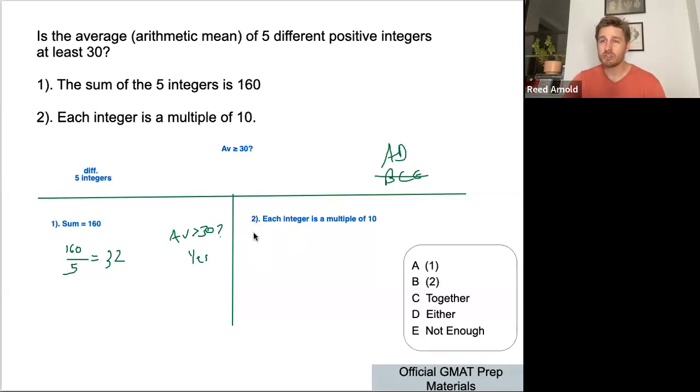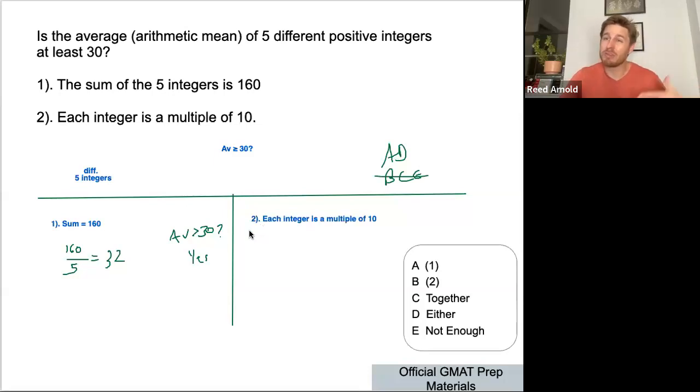I think the first is that statement 2 feels kind of vague. It just feels like each integer is a multiple of 10, but I have no idea. There's so many sets of multiples of 10. How am I supposed to know if the average is at least 30 when who knows how many multiples of 10 there are? Well, this is in the family of not testing cases when you should, right?